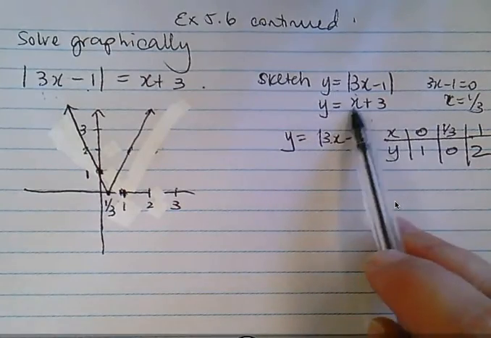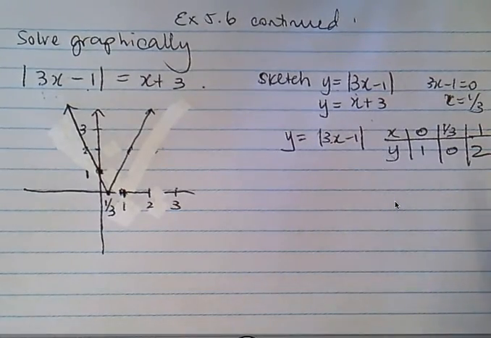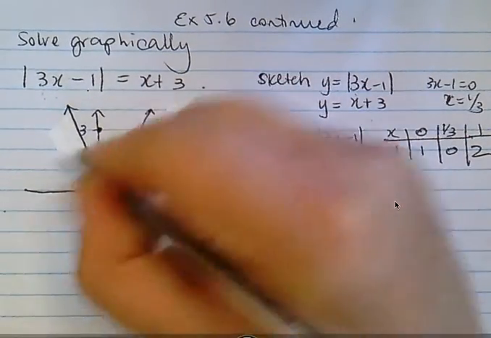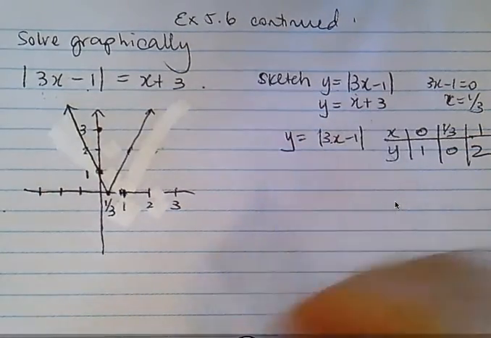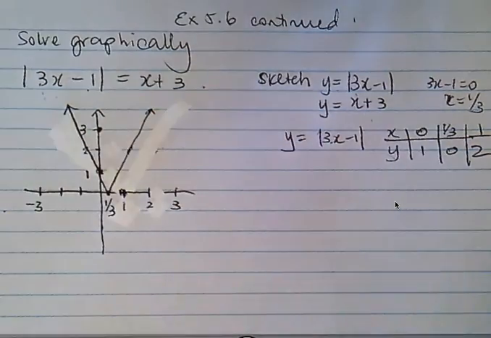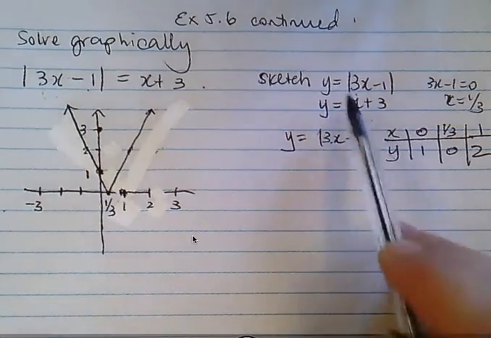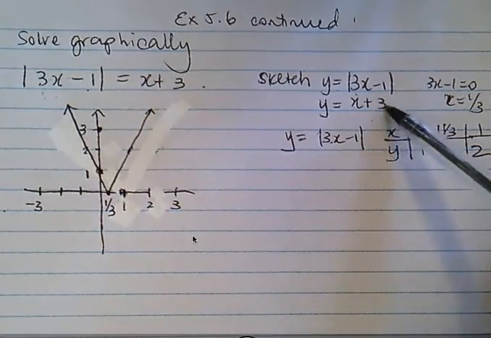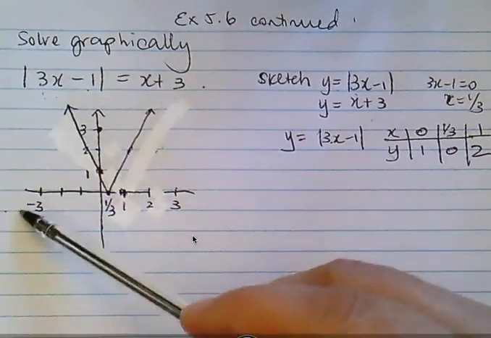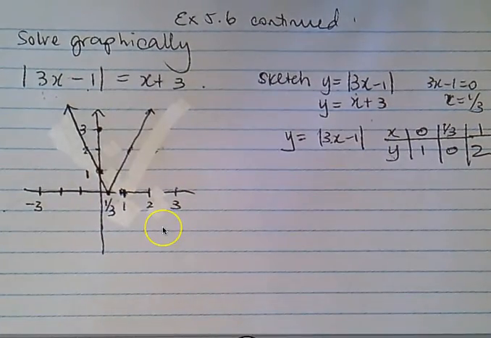We now want to sketch y equals x plus 3. So just plotting some points. When x is 0, y is 3. It's got a positive gradient. It's going to go like that. I'm going to just do when x is -3. When x is -3, what's y? 0. Okay. So y equals x plus 3 has a gradient of 1, and the y-intercept is 3. It would go like that. So just drawing that.